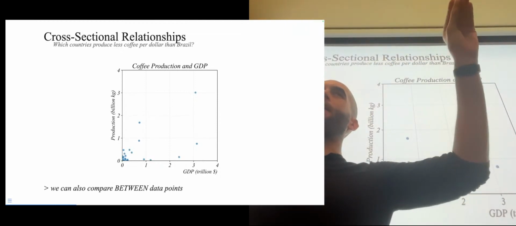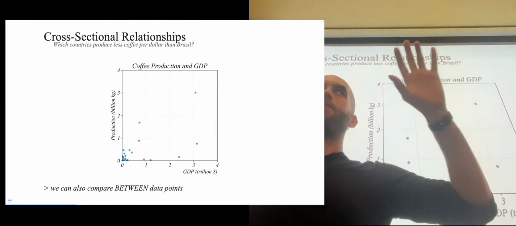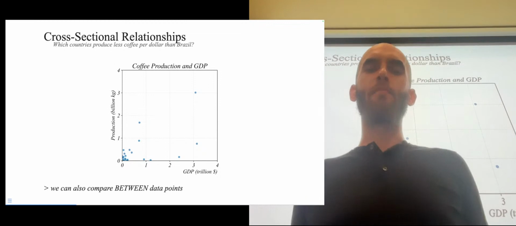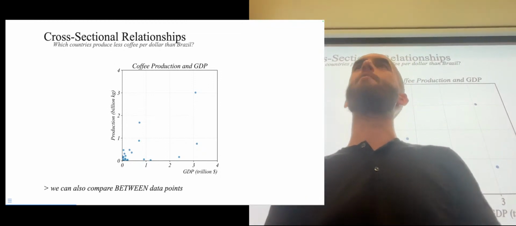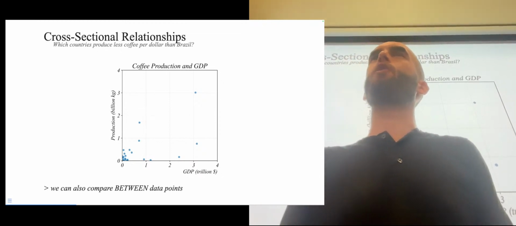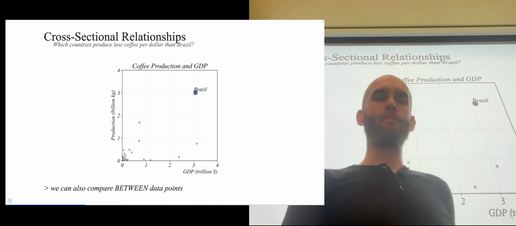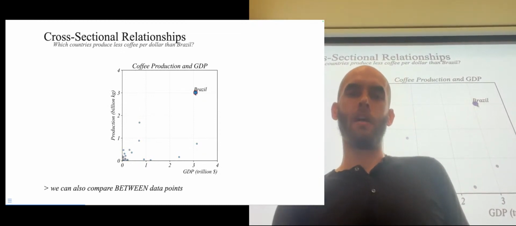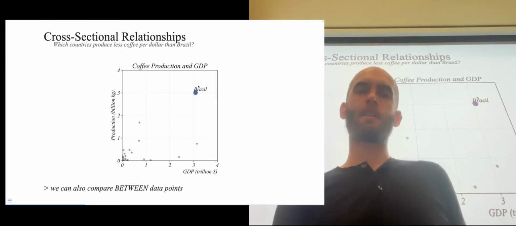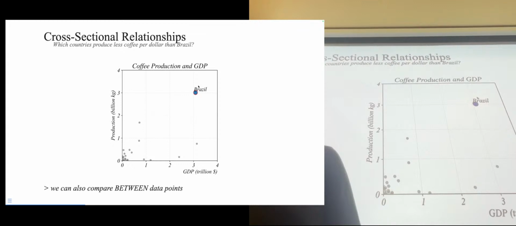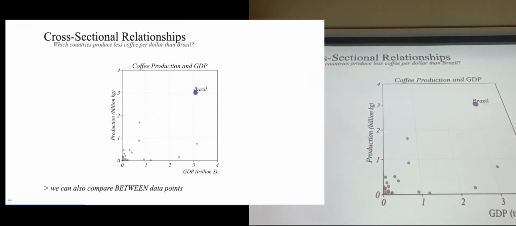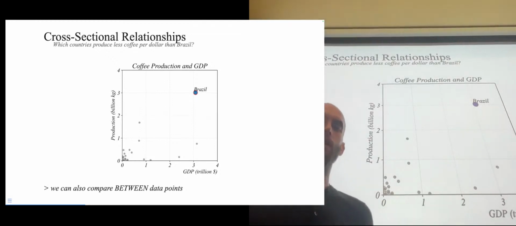So we can identify values on the horizontal and vertical axis, just as we would expect. We can also make comparisons between points. So just like we used some extra tooling using the 45-degree line, we can do the same thing here. I've identified Brazil, and my question for you is, which countries produce less coffee per dollar of GDP than Brazil? So this is a slightly more complicated type of question. We'll take about a minute here. I want you to try to pinpoint what region of this graph corresponds to the countries that answer this question. Which countries produce less coffee per dollar than Brazil?